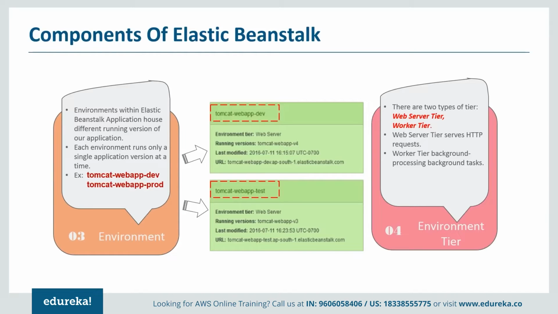Then we have something called environment tier. When you launch an Elastic Beanstalk environment, Elastic Beanstalk asks you to choose between two environment tiers, which are the web server environment and the worker environment. If you want your application to handle HTTP requests, then you choose the web server environment. And if you want your application to handle background tasks, that is where a worker environment comes into the picture. I'll show which to choose, either web server or worker environment, and how to work with them when we deploy an application in the later part.